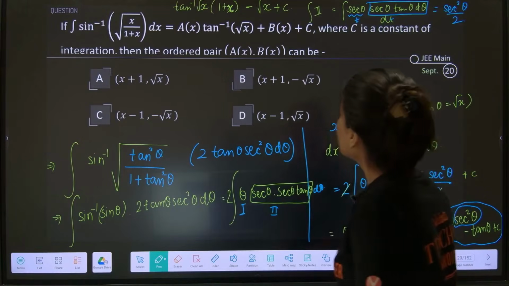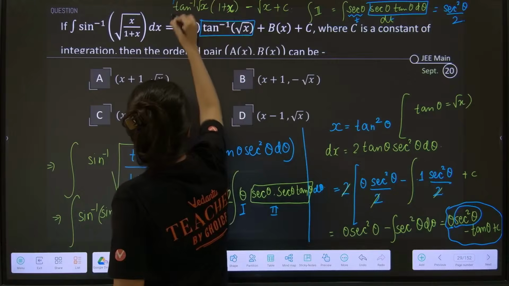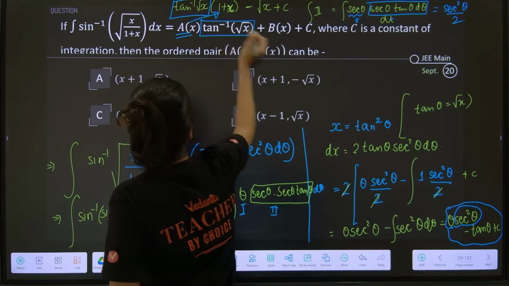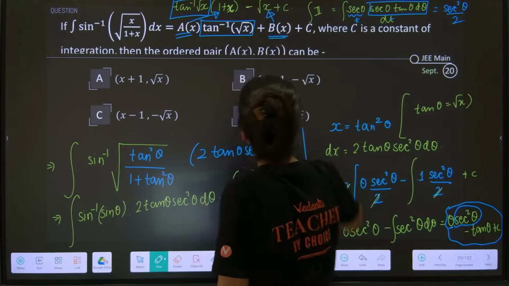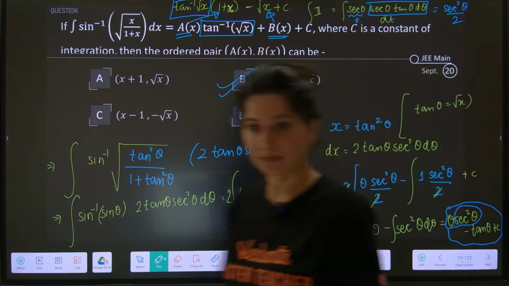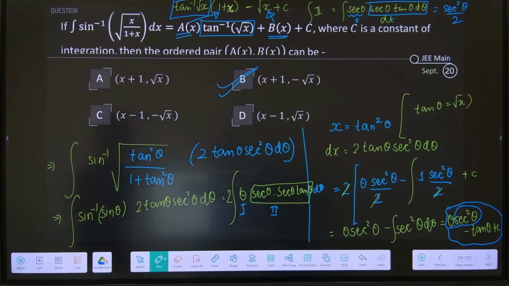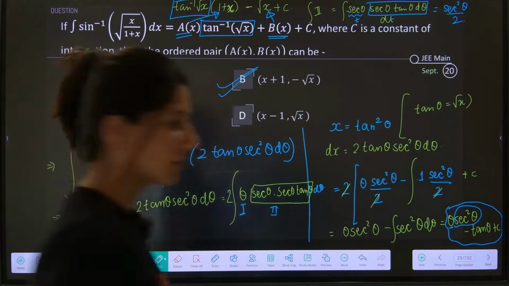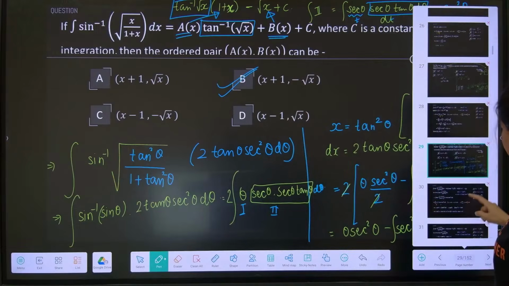Now compare. See, this and this are exactly same. So your A is nothing but 1 plus x. What about B? B is minus root x. So 1 plus x and minus root x, option B is absolutely correct. Yes? Okie dokie? Clear?